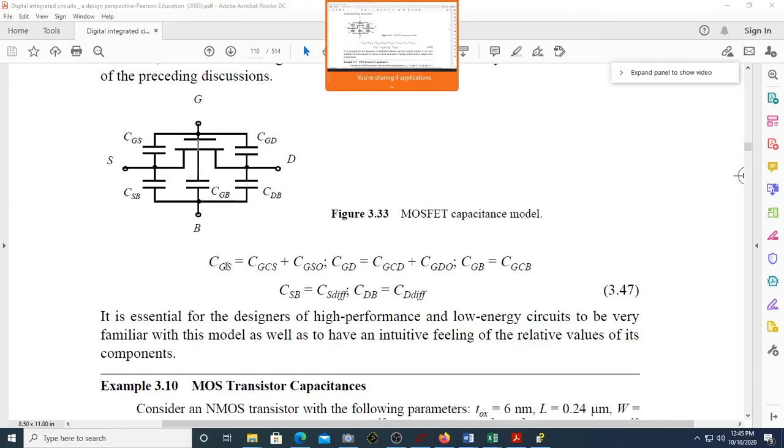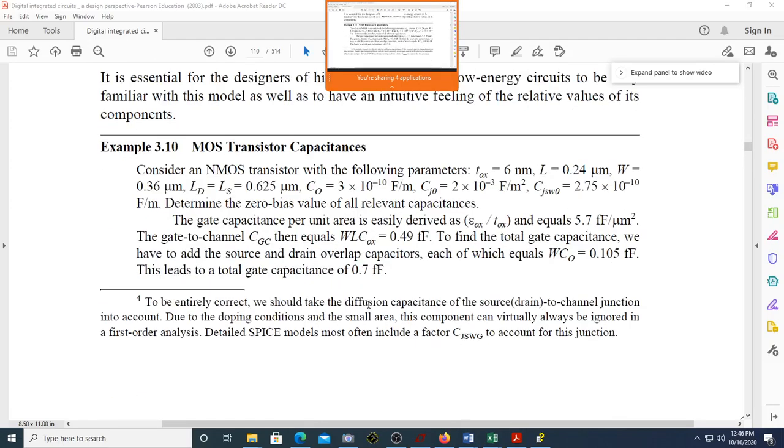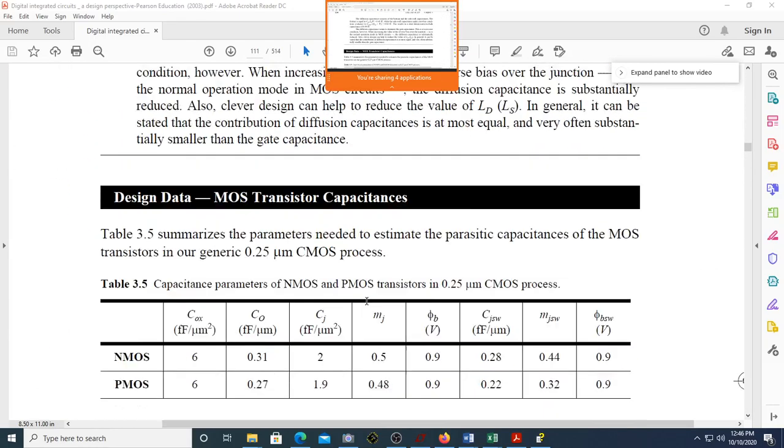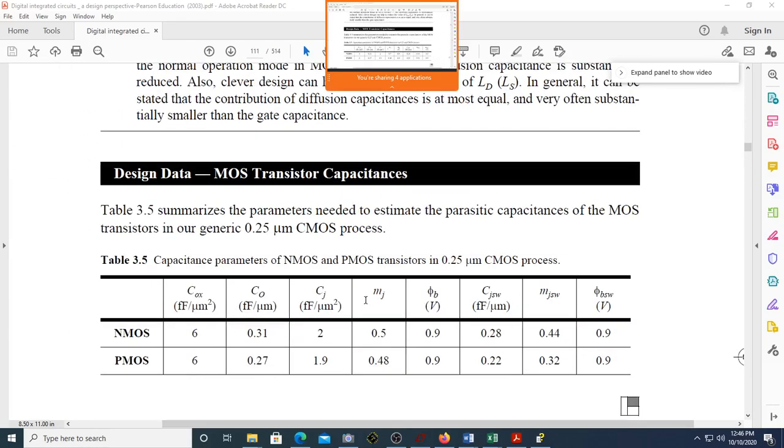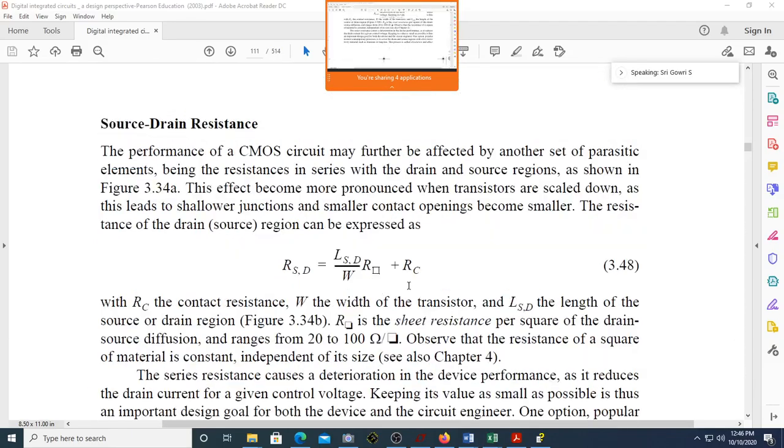Yes, sir. CGS, you can see CGS is CGCS plus CGSO, because there is a gate to channel capacitance and overlap capacitance. Same here. How about this? CGB is between bulk and the gate. How about this? CSB and CDB, they are all diffusion capacitances. Okay, fine.